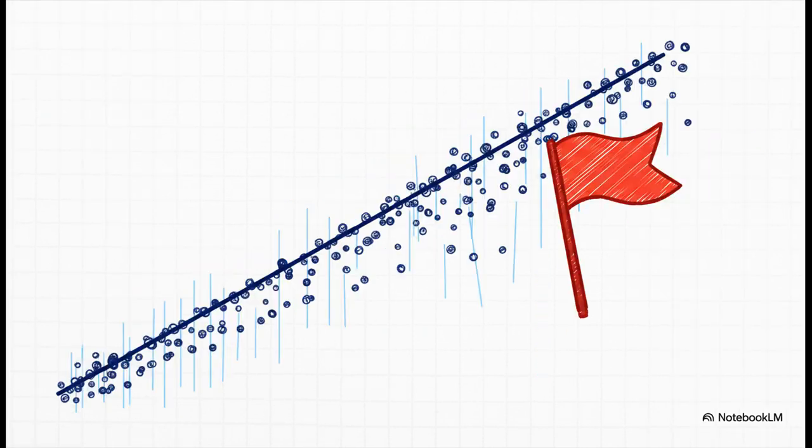And here's a classic example of when that rule gets broken. See how the dots start out really close to the line on the left, but then, as you move to the right, they start to fan out and get more and more spread out? This shape is a huge red flag. It's called heteroscedasticity, and it tells you that your model is way less reliable for some data points than for others, and that violates a key assumption.